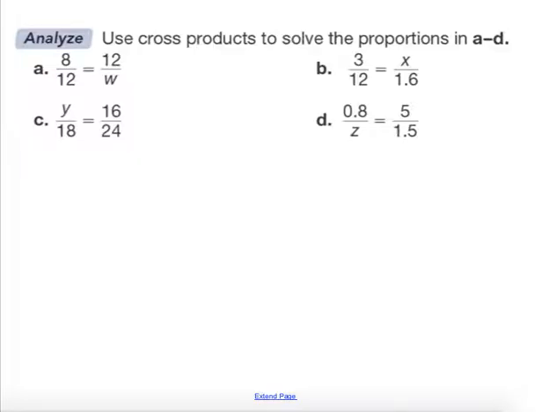Here are a couple more of the proportion problems if you want to try them out using cross multiplication or one of our other methods to go about these. Well, I hope this is helpful for your homework and for studying.